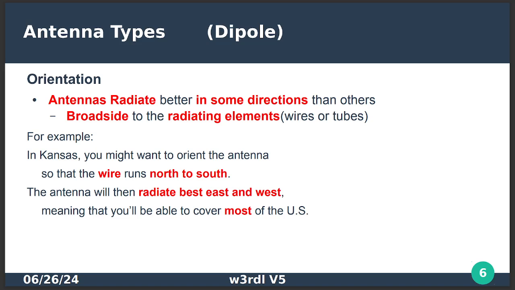But anyway, for example, there you'll see what it says. Kansas, basically central point in the United States. You may want your antenna to run north-south, because if it runs north-south and it radiates broadside, that means you've got coast-to-coast coverage. So the antenna will then radiate best east and west, meaning that you'll be able to cover most of the U.S.